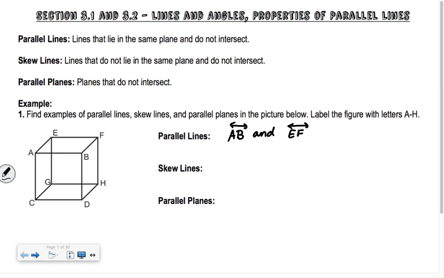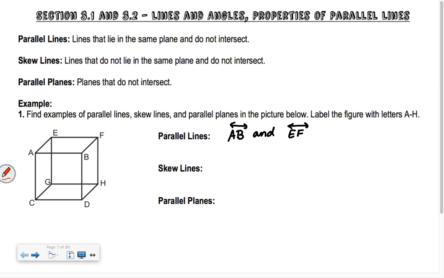How about HD would be parallel with? Yeah, CG. Now, HD could also be parallel with lots of things. It could be parallel with this one, this one, this one. These are all parallel to HD. Does that make sense? Because they can be in different planes, like this one's in this plane here. All right, so there's lots of answers that you guys could get.